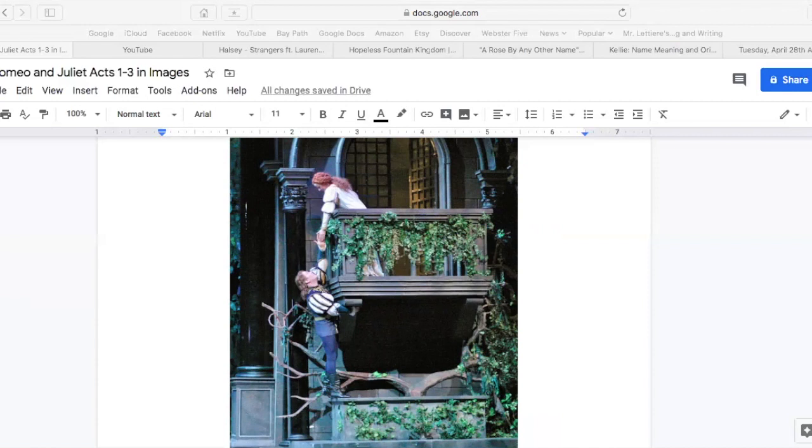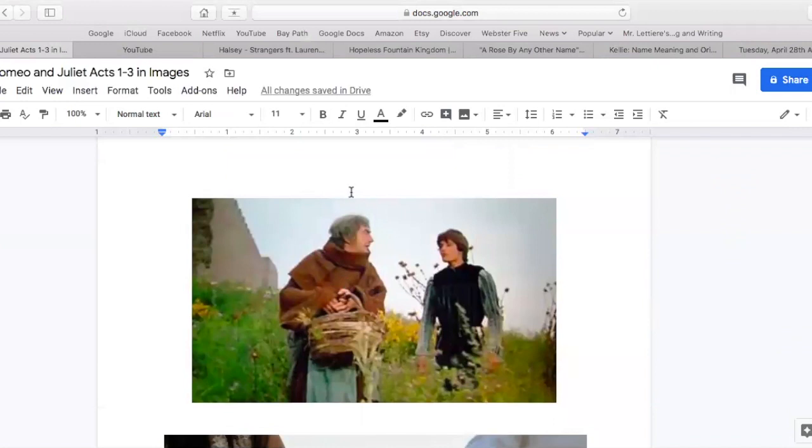Hopefully we remember some of these lines. From there, here's Friar Lawrence out with his basket and collecting herbs, and there's Juliet.